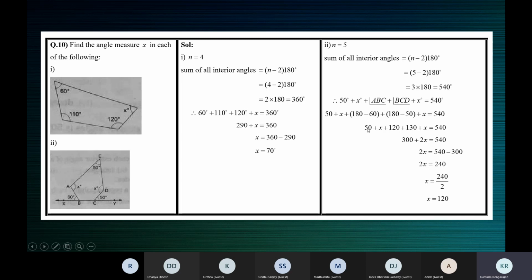Do we understand this line, children? This line: 50 plus x plus angle ABC plus angle BCD plus x is equal to 540. This is the important line. This is the important equation. If you can understand this, then the answer is easy. If you have any doubts, please get it clarified.